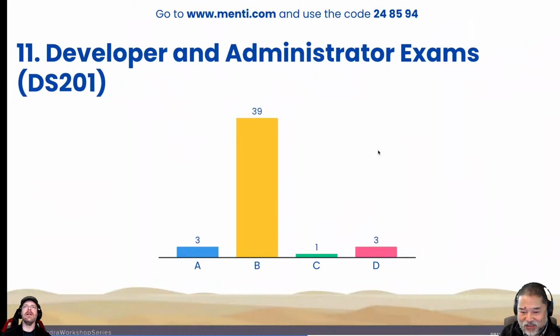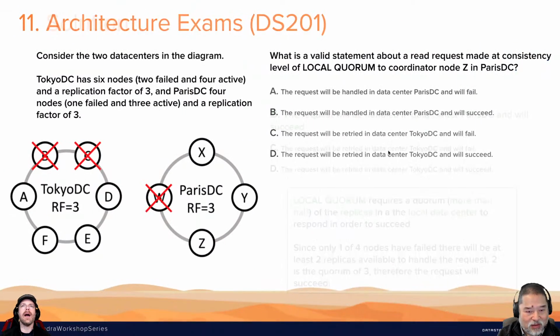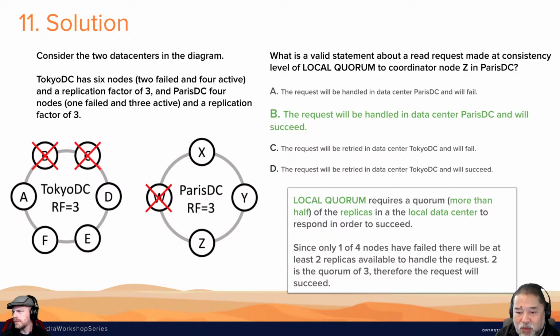All right, looks like the answers are in. Let's see how everybody did. The correct answer was in fact B. Let's take a look at why. Yeah, and almost everyone got B.